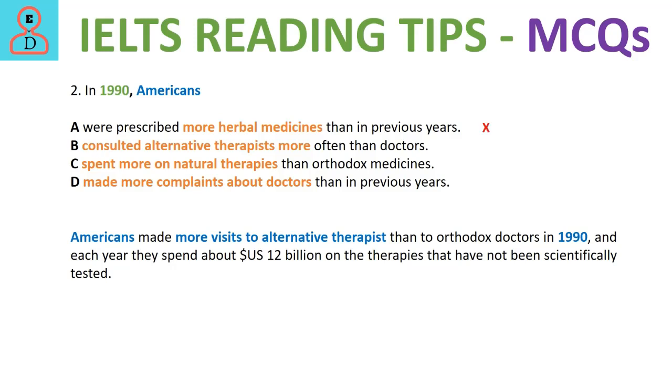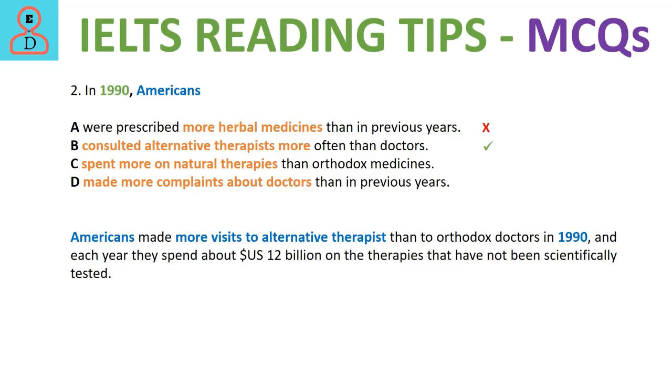The second option says that Americans consulted alternative therapists more as compared to regular doctors. Now read very carefully, and the passage says that Americans made more visits to alternative therapists, which matches with our option, so we will mark a tick for this option.